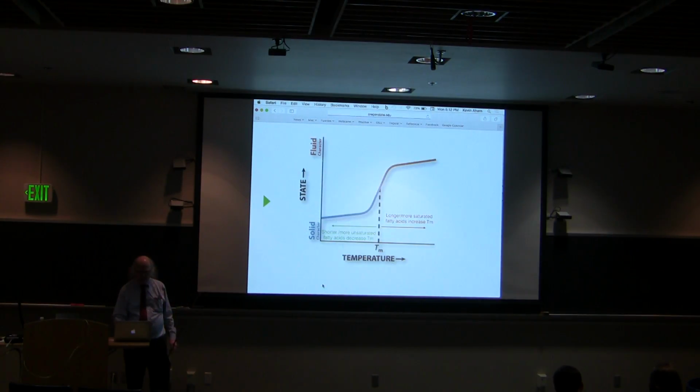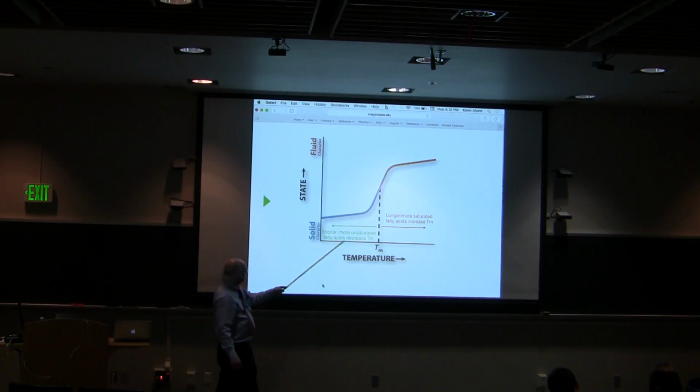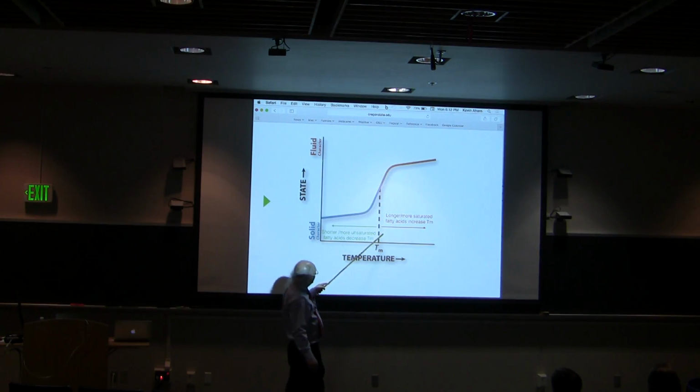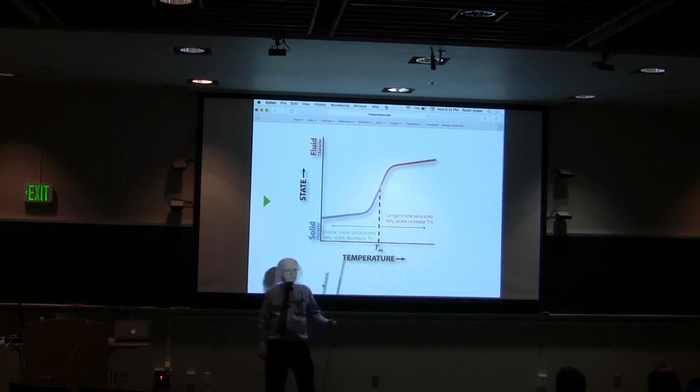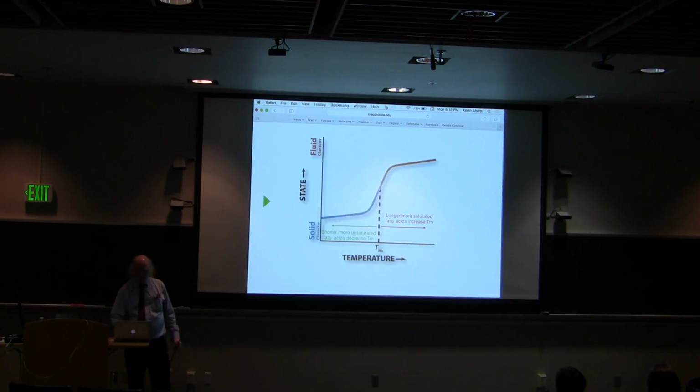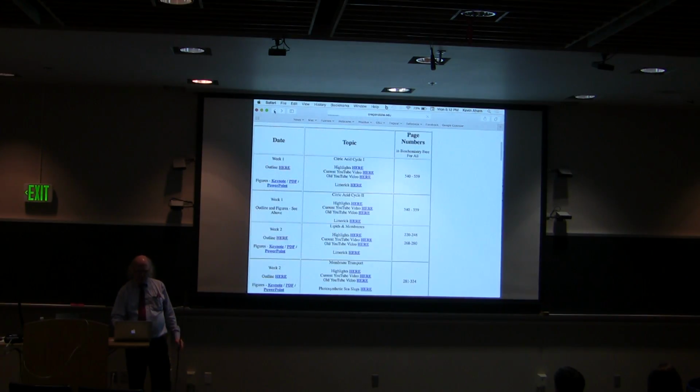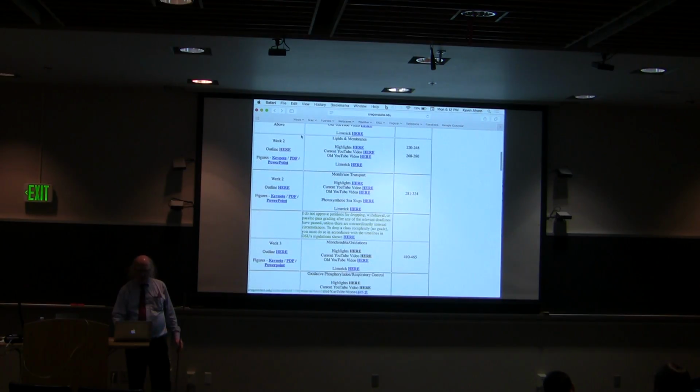And let's see, fatty acid effects. Again, if you have shorter, more unsaturated, the melting temperature does change. In this case, it gets lower. If you have longer and more saturated, the melting temperature increases. Okay, that finished that topic.